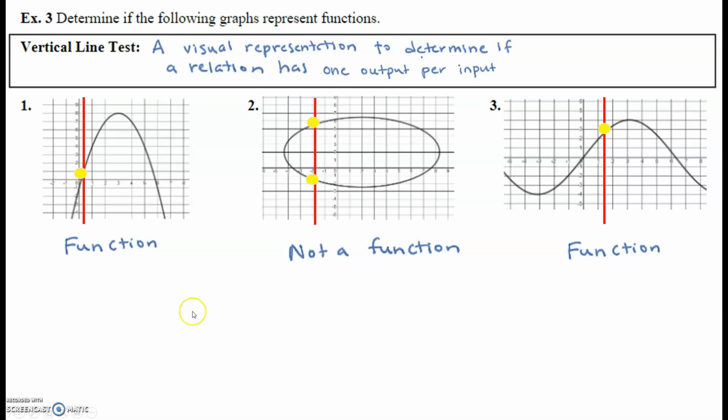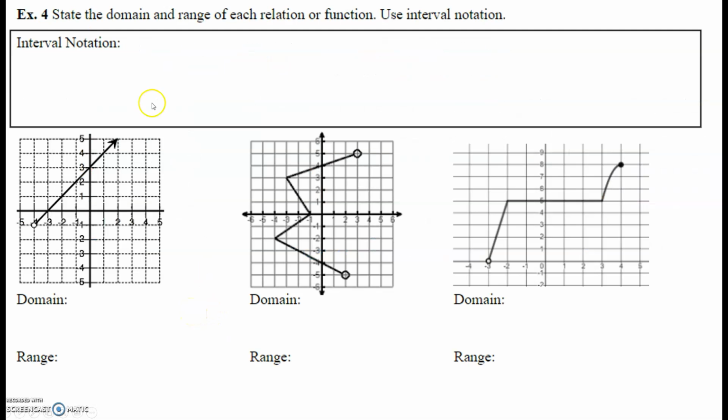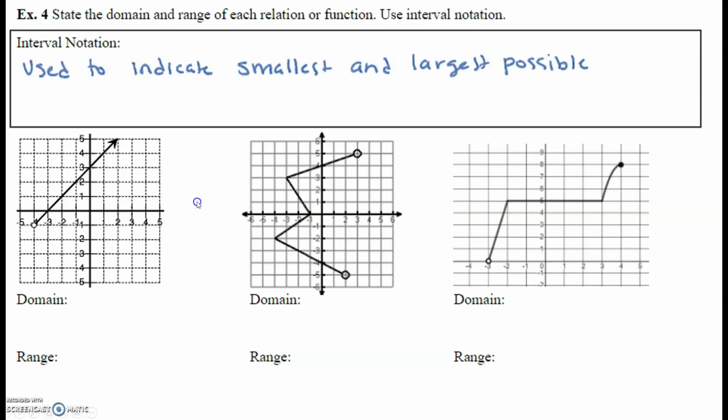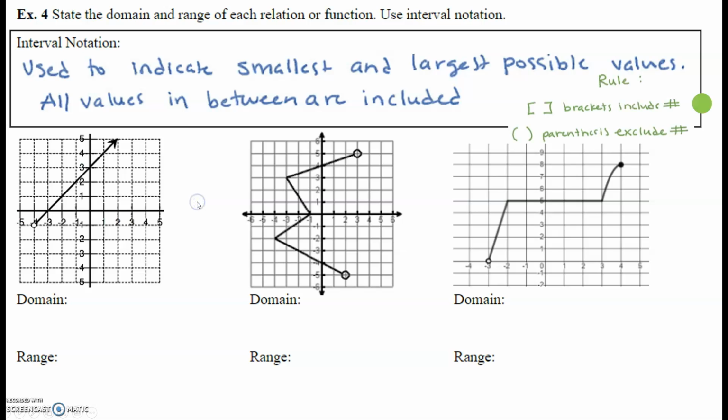Okay, and one more example, example 4. So we're going to be writing some more interval notation, which we already kind of talked about. So we're going to be stating the domain and range of these. So interval notation, we talked about it at the beginning, is when we have the brackets, the hard and soft brackets. Again, hard brackets mean it includes it, so you're going to see a solid dot. And parentheses is when it excludes it. It does not include it, so you would see an open dot.